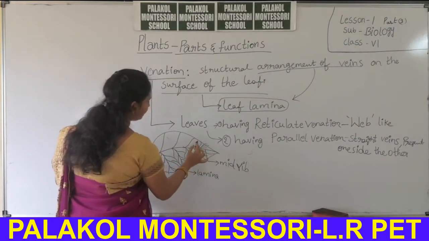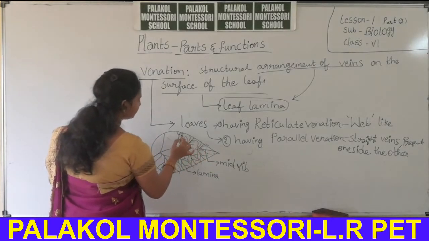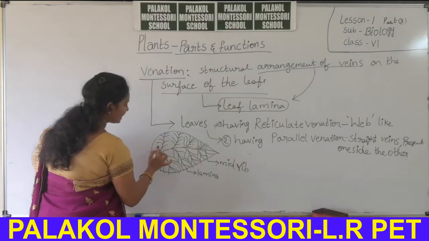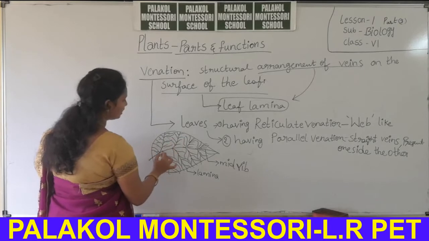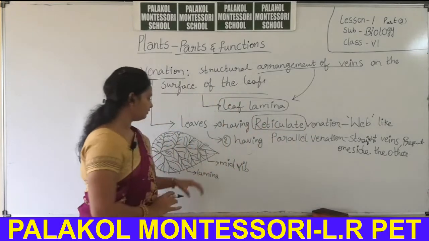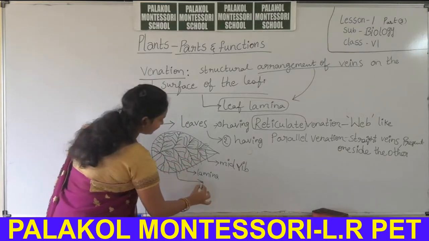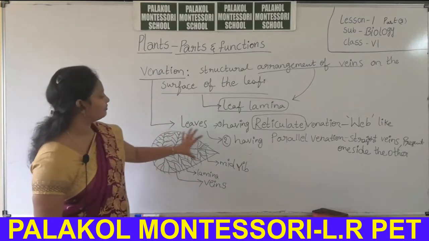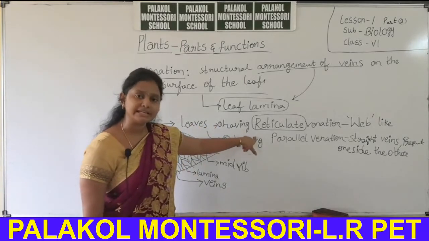So this type of venation is called what? Say, children. Okay, are you following my words? The web-like arrangement of these veins, this type of venation is called reticulate venation. These are veins. The web-like arrangement of veins on the leaf lamina is called reticulate venation.